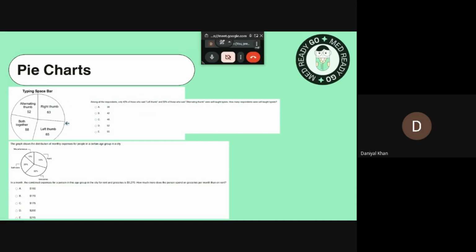Now, obviously, you'd have the calculator in the UCAT, but this is a really simple question. So 50% of those who said alternating thumb were self-taught typists. So 50% of 52, if you want to pop in the chat.